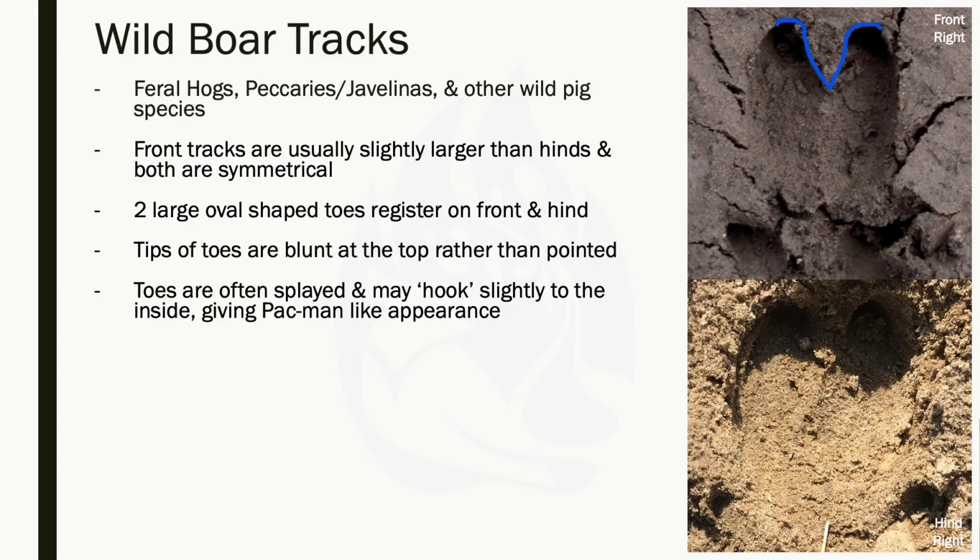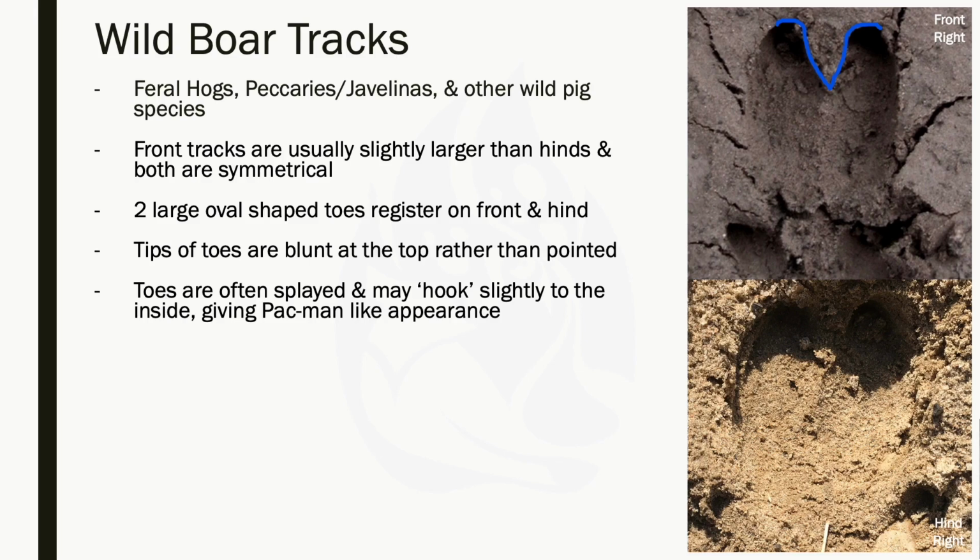You can see that here between those blue lines. It's sort of a V-shaped appearance, but they won't splay as much and spread out as much on deep substrate as deer or antelope will. So you can see that negative space doesn't go all the way down between the toes. And again, you'll see that it curves up gently rather than coming to a point at the top.